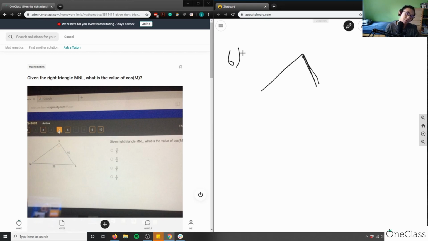Actually, I think I'm going to rotate my triangle. Sorry, guys. I'm going to write it like this. This is my right angle here. This side is 15. This was from N to L. Right? I'm trying to look at it a different way. I'm not given this, X. I'm not given that.